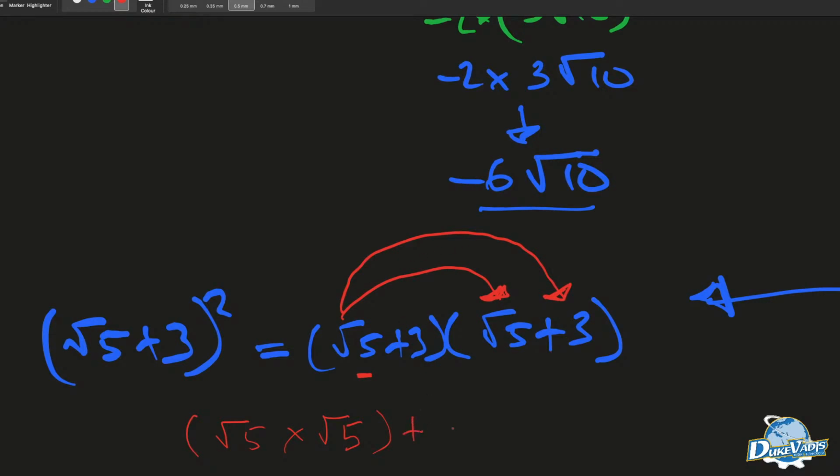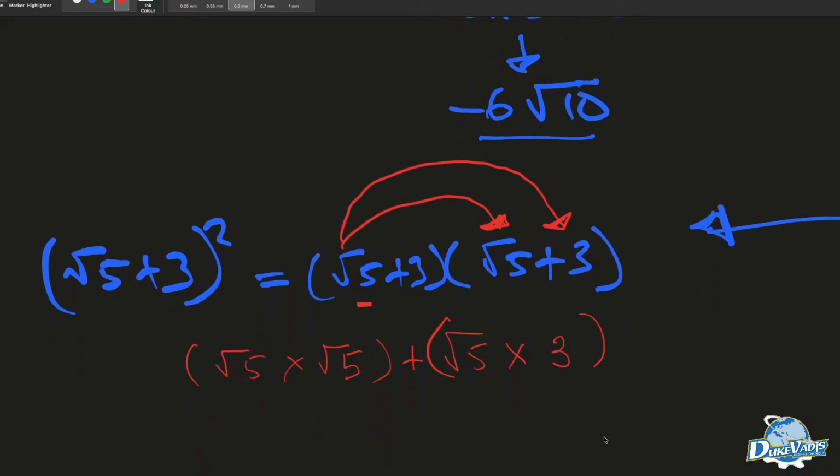So plus √5 multiplying 3 is 3√5. Okay, so this is 3√5. This is 3√5. So I put a bracket around this. So I'm done with that.